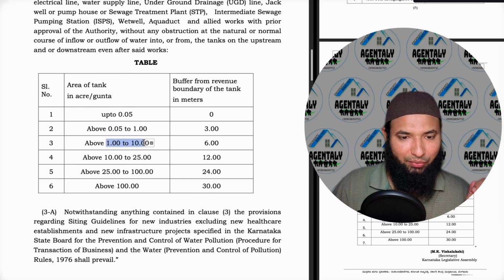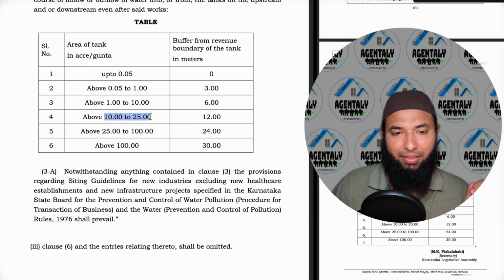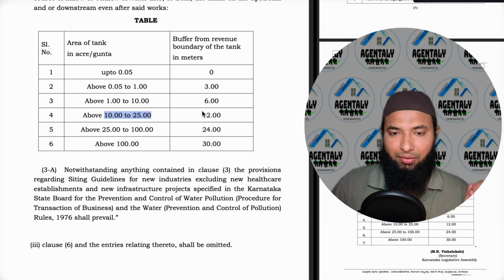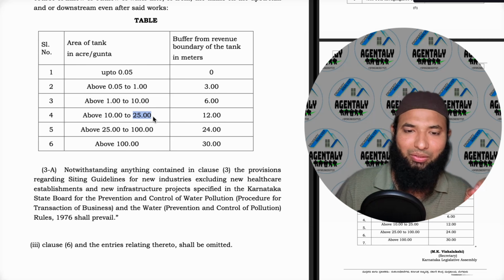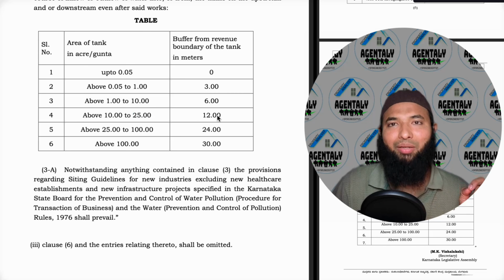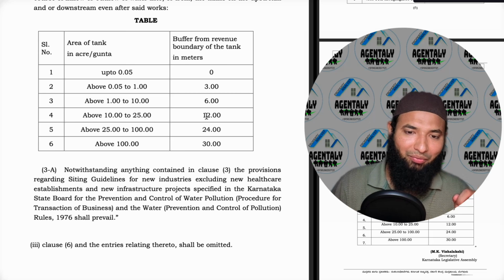Above 1 acre to 10 acre, 6 meters of buffer they have told. Okay. Then about 10 acre to 25 acre, 12 meters buffer zone. So 25 acres, it is a huge area, is only getting 12 meters, less than tertiary Raj Kalwa, which is quite less.